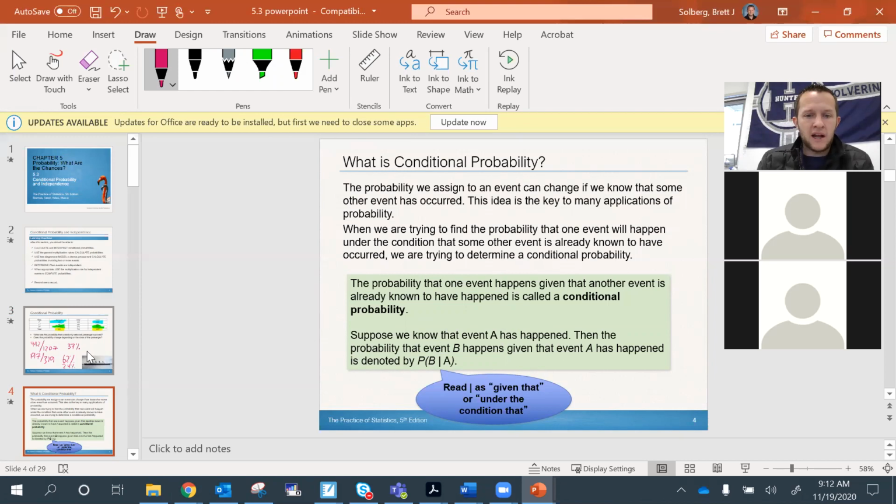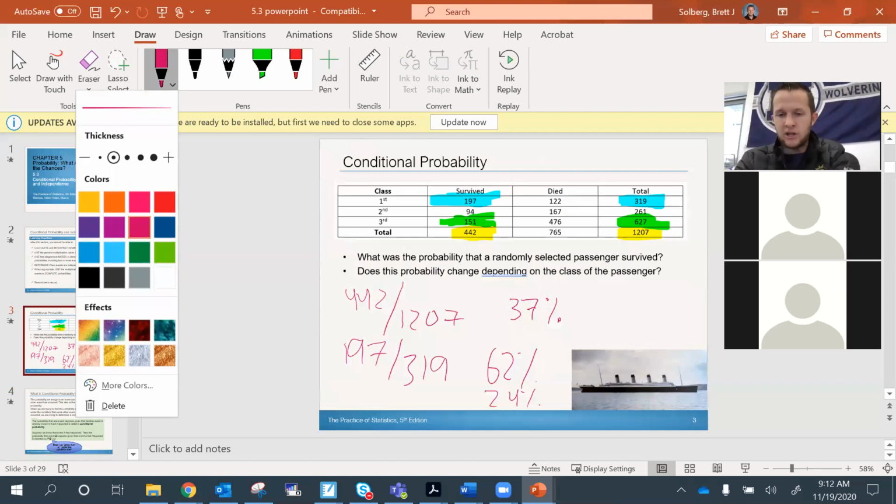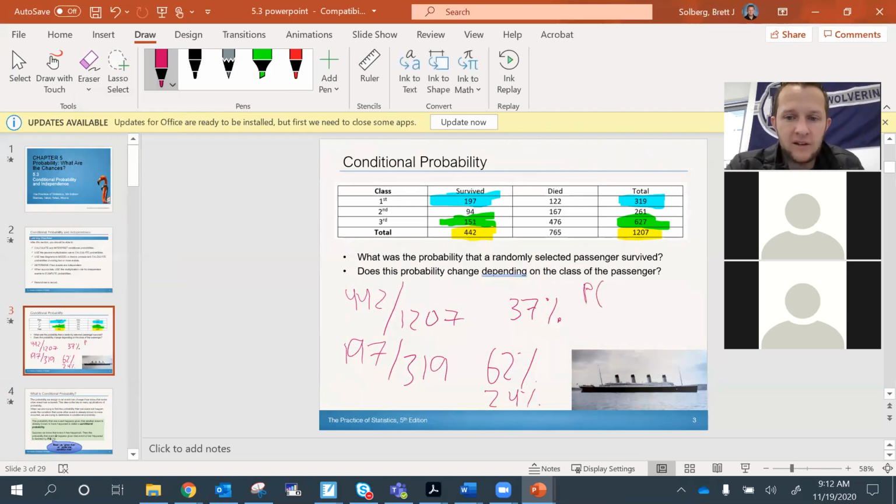So if I were to go back and look at this, I could rewrite our probabilities, and I'm sorry, my handwriting when I use PowerPoint is even worse than normal. But if I just wanted to figure out the probability that they survive, I'm just going to do an S for survive, then that was 37%, or 0.37.